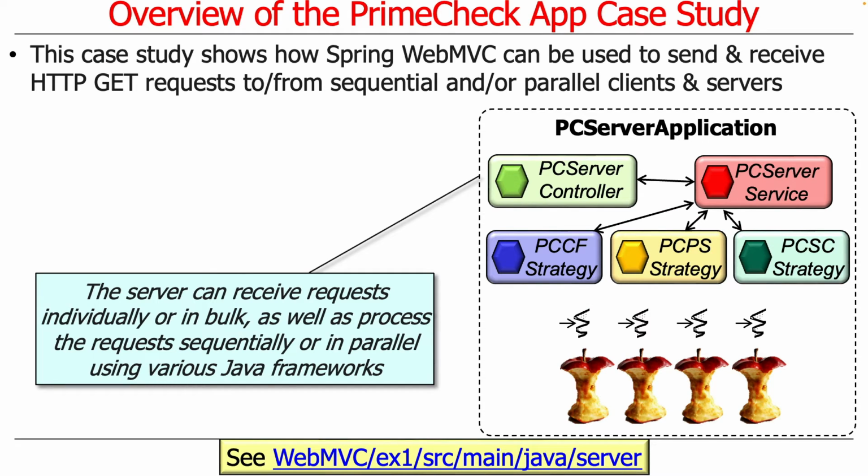Likewise, the server can receive these requests individually. If the client sends it one at a time, the server gets it one at a time. Or if the client sends it in bulk, then it gets it as a list of integers. And once again, it can be processed with various strategies. We're going to focus primarily on the parallel strategies, but just for kicks, we're also going to show how to do it sequentially to show you how much slower it is to do things sequentially and what a win you get with using multi-core and parallel processing.